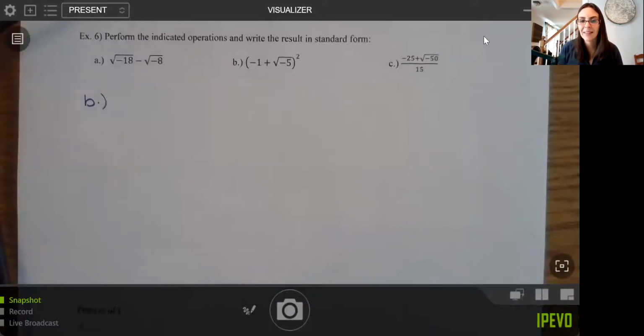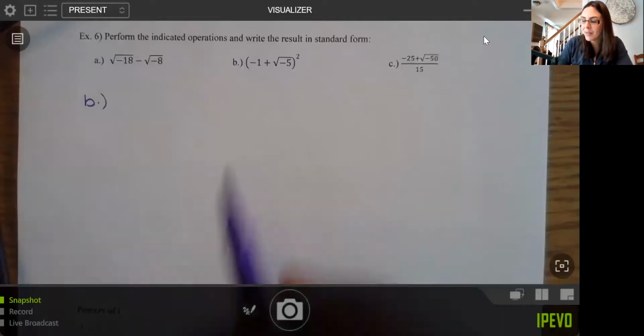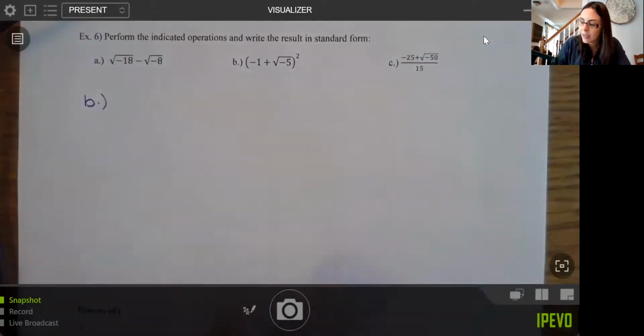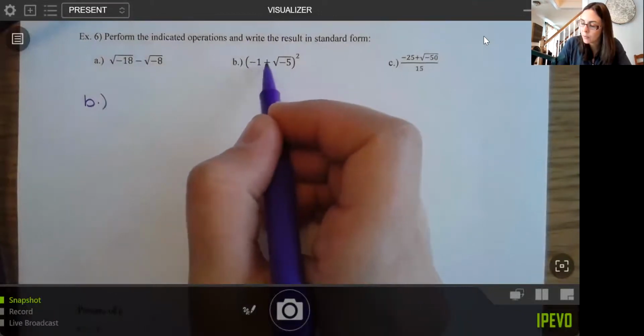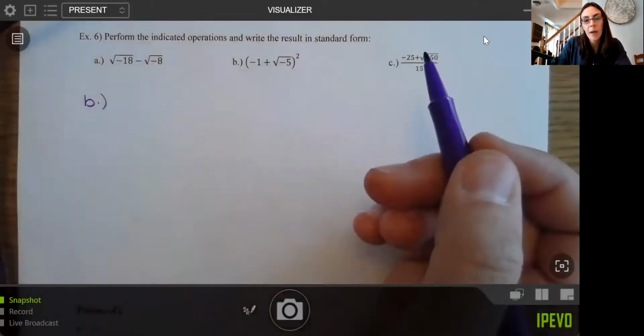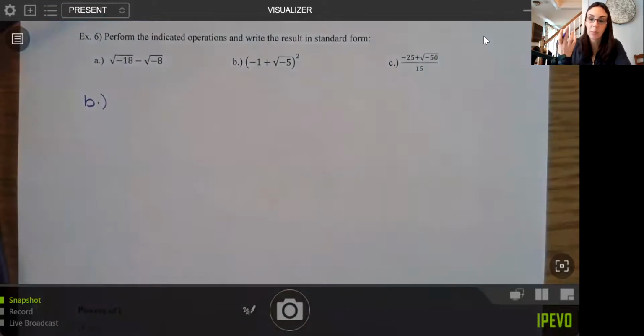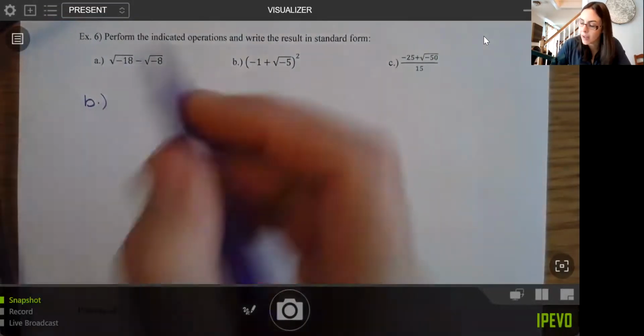Hi, everybody. I just wanted to get a little bit more space here for the next couple of examples. So let's jump back in. We left off with B. Now here we have (-1 + √-5) squared. Remember, before you really do a lot of calculations, you need to put it into that i form anyway. So it's probably easiest to start with it in the i form now.